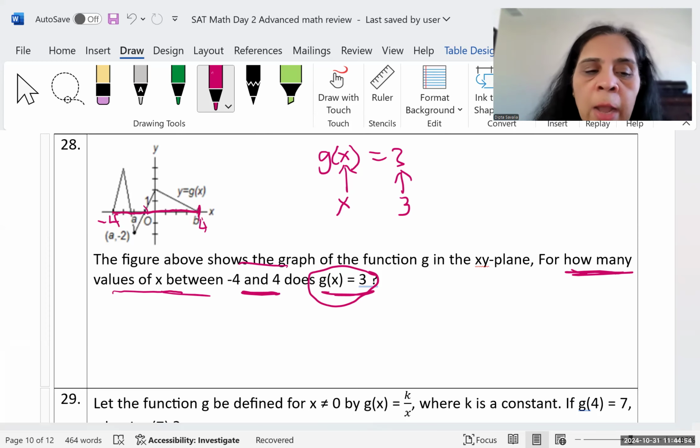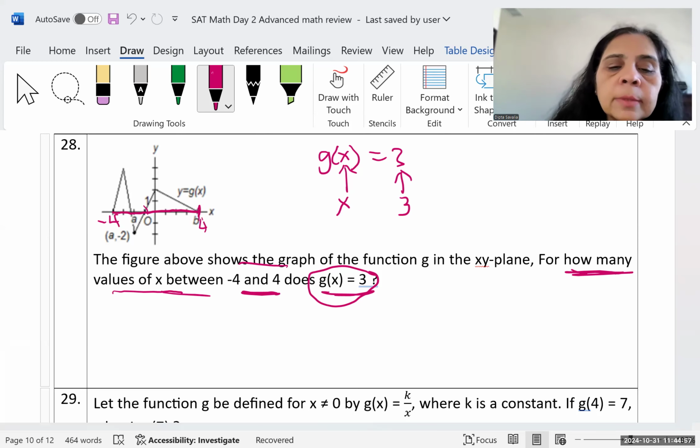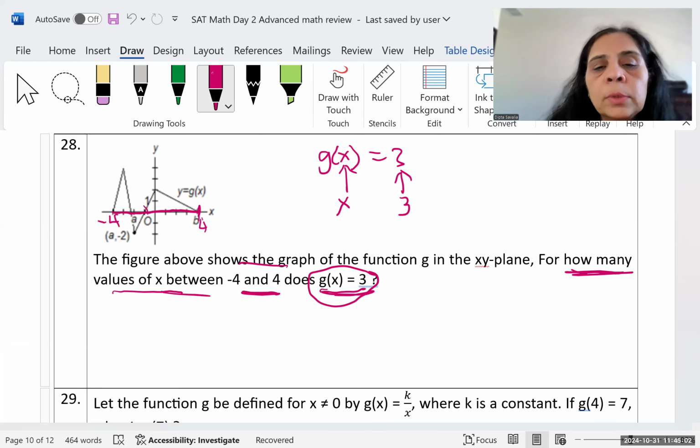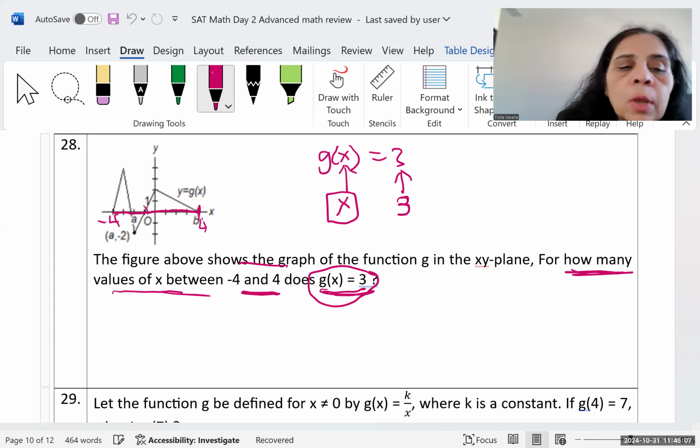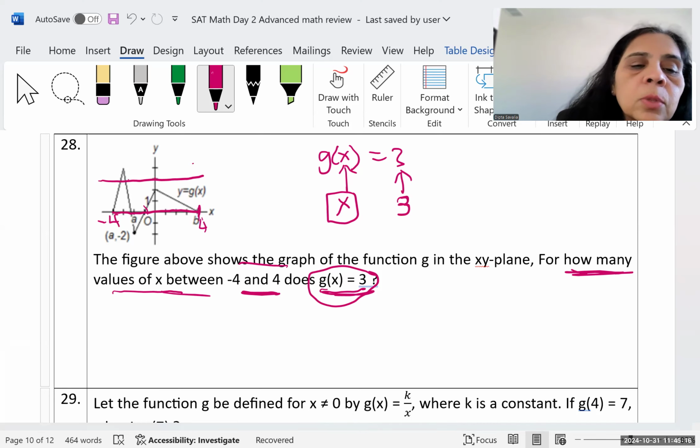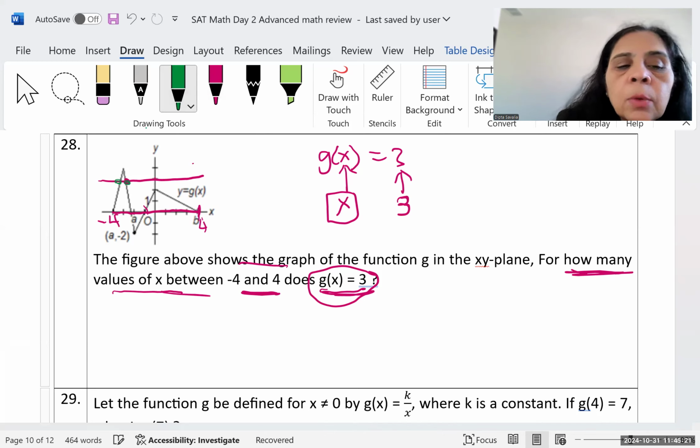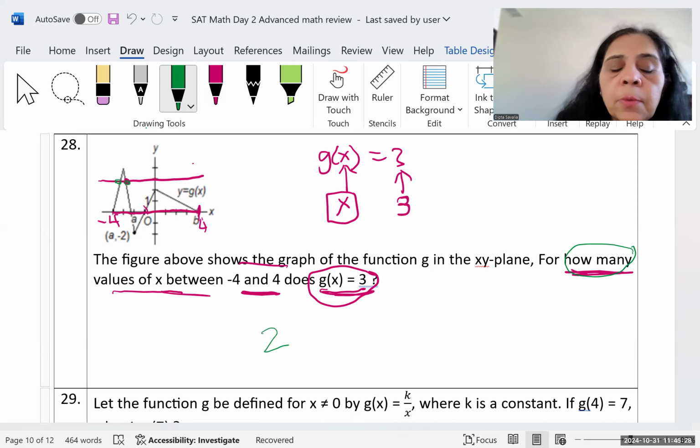Now we are looking for how many values of x between negative 4 and 4, g of x equal 3. So we are looking for x value when y is 3. So I will check 1, 2, and 3. I will just draw a line. See, that is y equal 3 at this point, right? So we have two intersection points on this graph. So we have two x values. What x value? It doesn't matter. Question is how many. So our answer is 2.